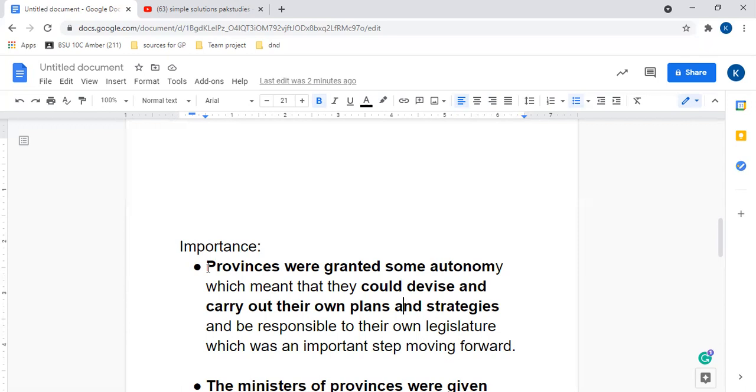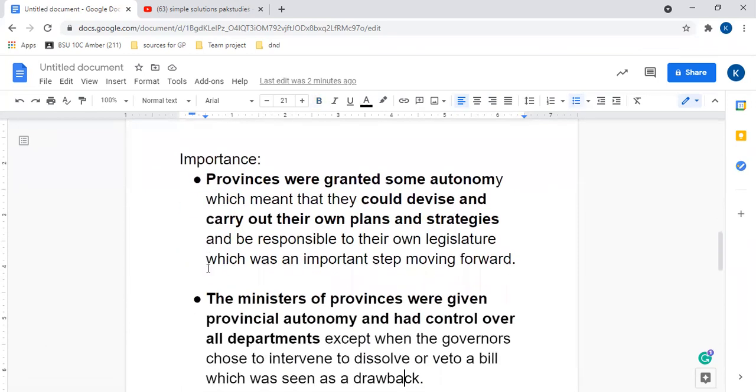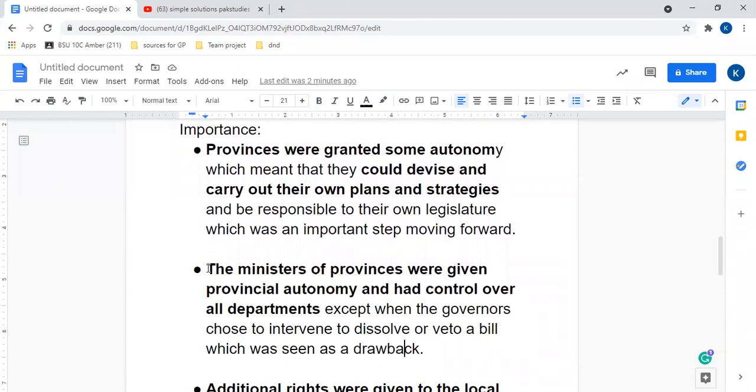Okay? After that, the second point would be the ministers of provinces were given provincial autonomy and had control over departments. All right, so each province was managed by first a minister and then a governor. According to the 1935 Act, the provincial ministers were given actually more power than the provincial governors and had control over all departments and could carry out their own programs, right? For the betterment of the province.